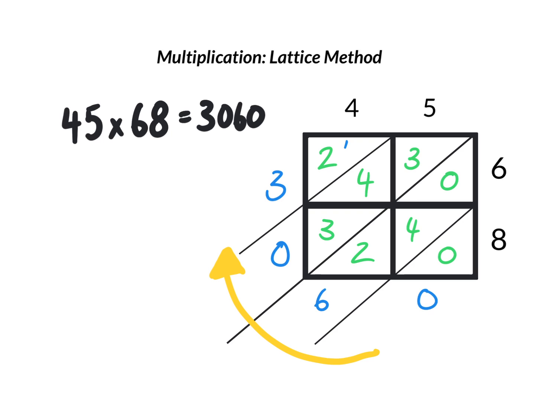If we have a look at the very top left-hand corner, we can see that we have a 2 and then 1 remainder, or 1 left over. So 2 plus 1 equals 3. So we can see that 45 times 68 equals 3060.